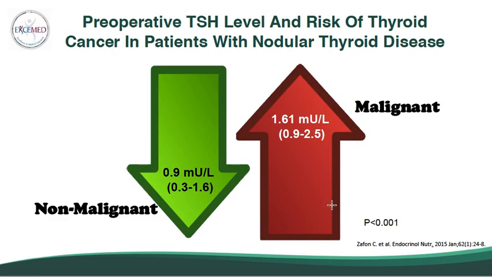So preoperative TSH levels, the higher it is towards the upper limit of normal, may point to a malignant disease, and those who are on the lower end of the normal values would point to a non-malignant disorder. But of course, this is not a hard and fast rule. These are just clues as to the risk of thyroid cancer in a patient with thyroid nodule.